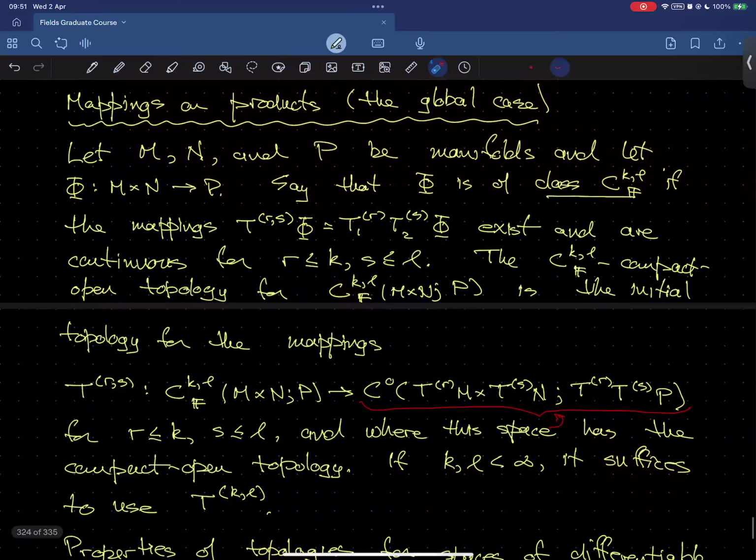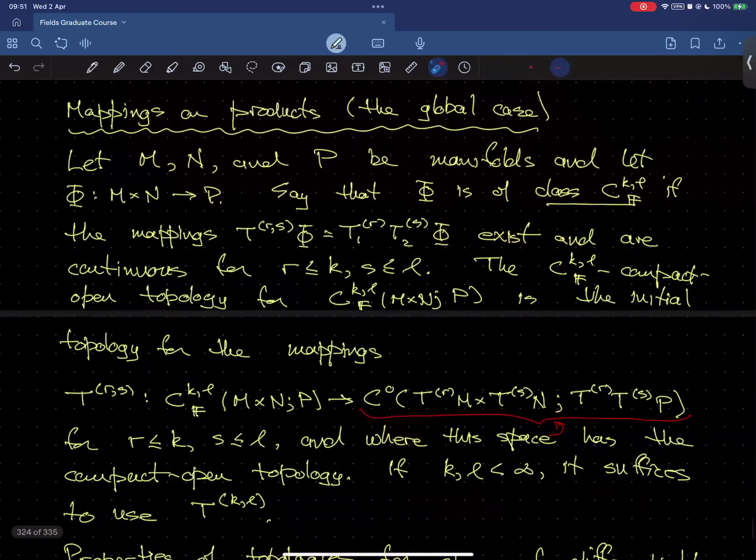You can also talk about mappings on products. Okay. So now I have M, N, and P. And a mapping on a product, M cross N into P, and it's CKL. And so now I have these partial derivatives of higher order. Okay, so phi is a mapping from M cross N into P.